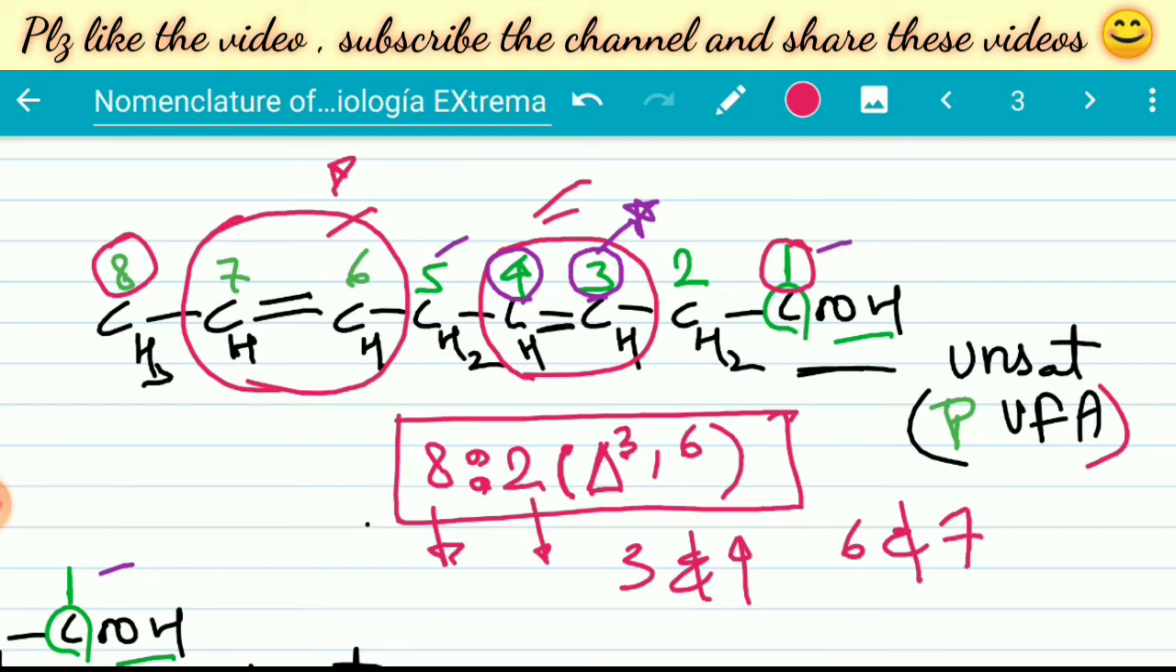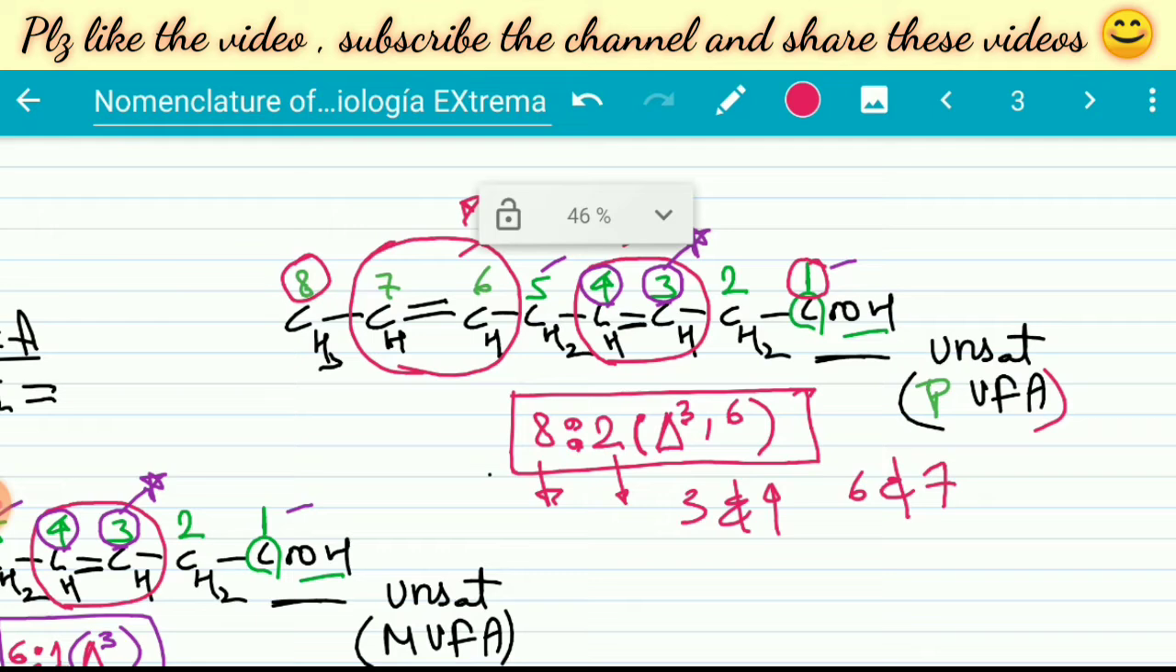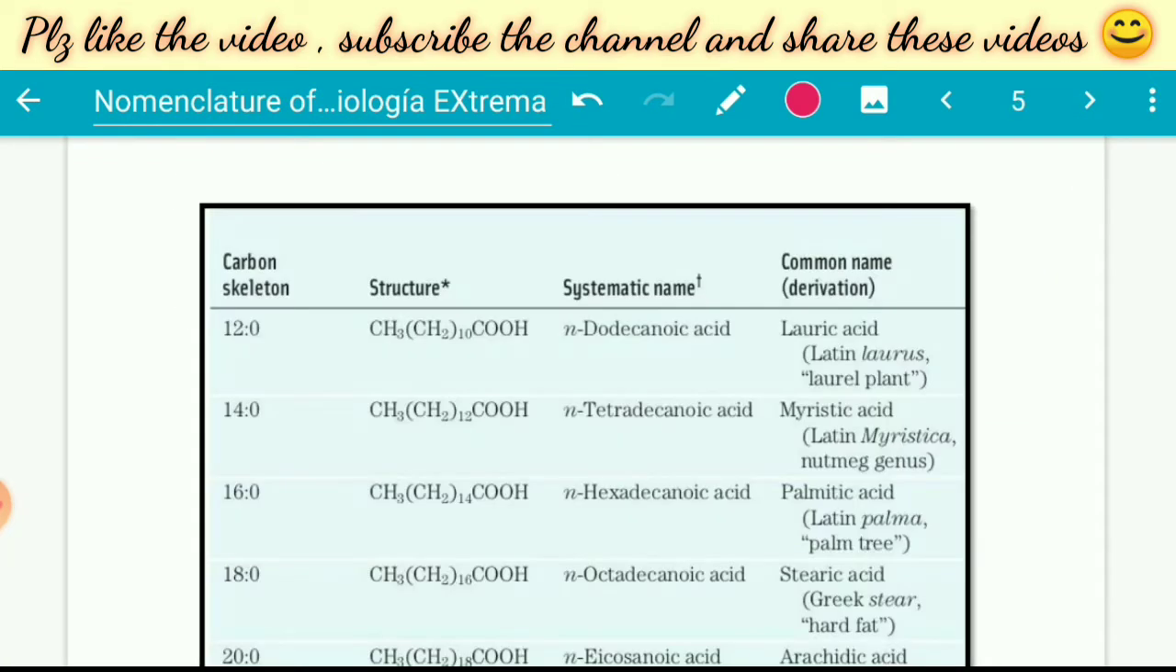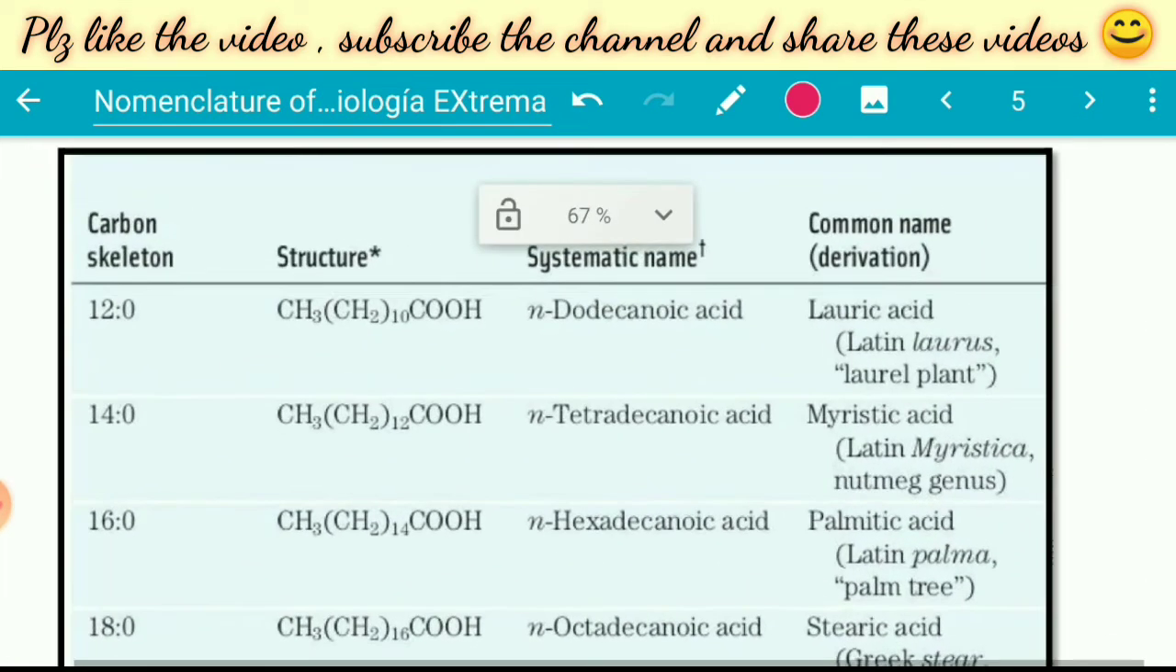Okay, it's that simple. These examples we just studied are hypothetical, because we know that biological fatty acids usually contain 12 to 24 carbon atoms in a fatty acid chain. So let's practice this concept on biological fatty acids. We also need to study some more things.